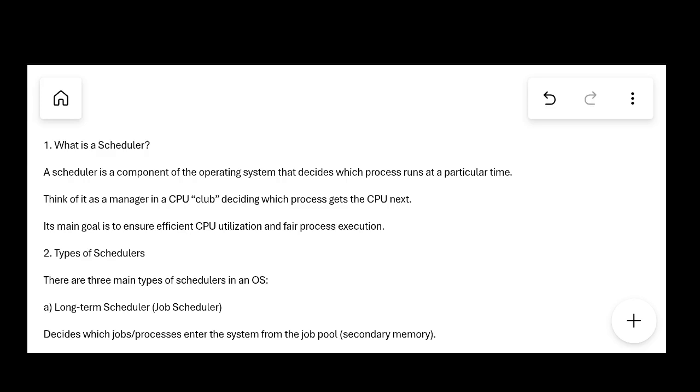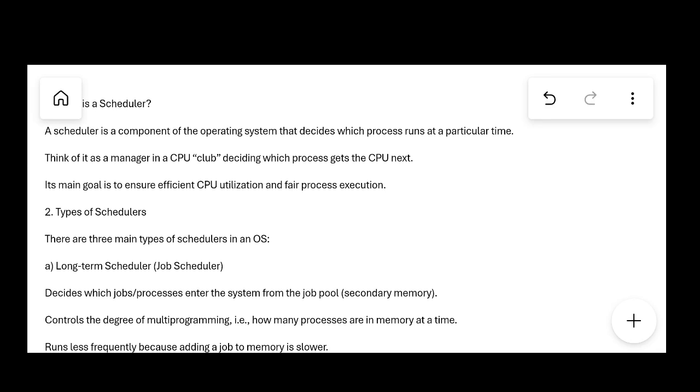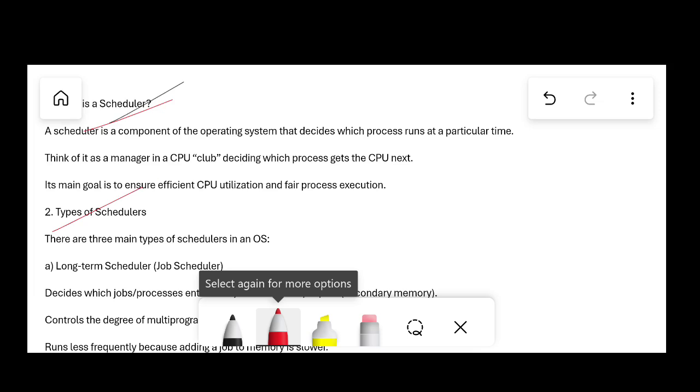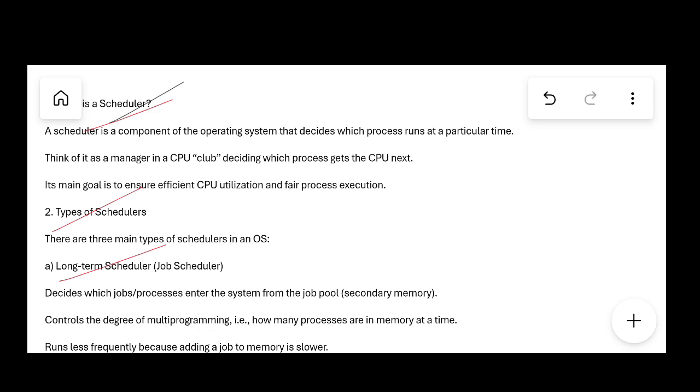Now let's see the types of schedulers. Schedulers are not all the same. There are three types and each has a different job. First one is the long term scheduler. Think of this as the bouncer at the club door. It decides which processes are allowed into memory, because if too many processes enter at once, the CPU can get overwhelmed.